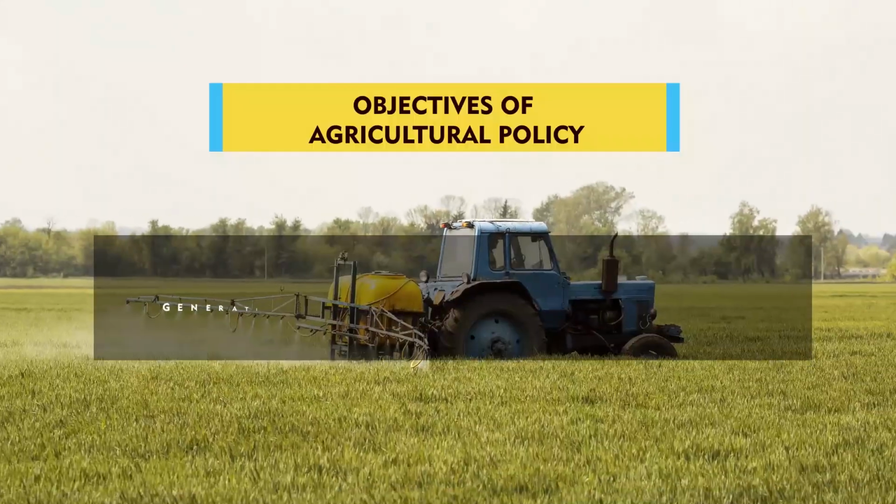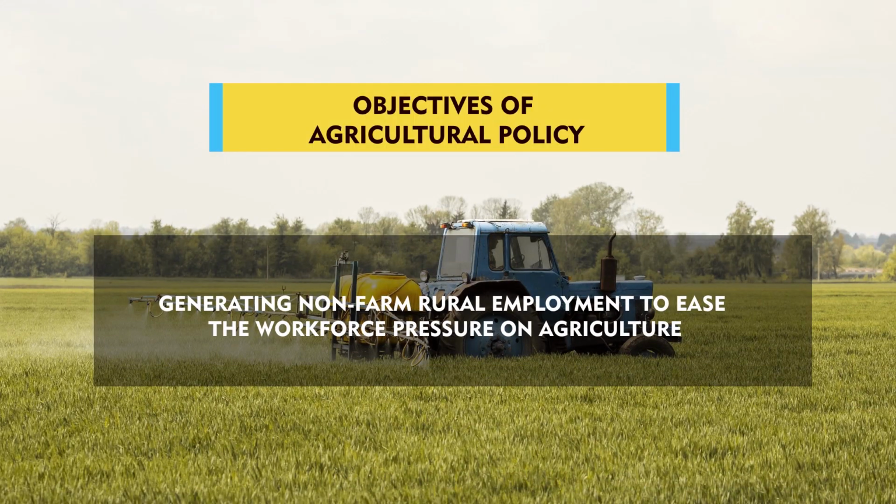And then, another objective of agriculture policy is to generate non-farm rural employment, to ease the workforce pressure on the agriculture sector. Basically, around 70% of people in rural areas depend on the agriculture sector, and 30% depend on non-farm activities. So we need to provide sufficient non-farm rural employment also, so the pressure on agriculture will decline, and they have activities throughout the year.